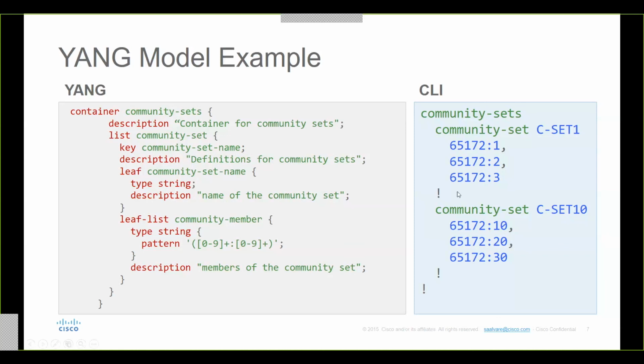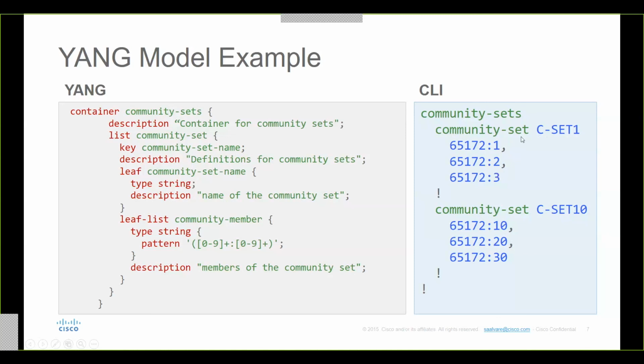If we look at the right-hand side, you see a CLI representation. This is not an exactly valid XR CLI, but it's XR-like, very close to actual CLI on IOS XR, that would be compliant with this definition. We see that all the configuration is grouped under community sets, which is the container, right? The container that was defined here. We see that there's a list of elements that are called community set. In this case, we have two community sets, okay? And we see the key. The key is the community set name. In this case, CSET1 and CSET10, okay?